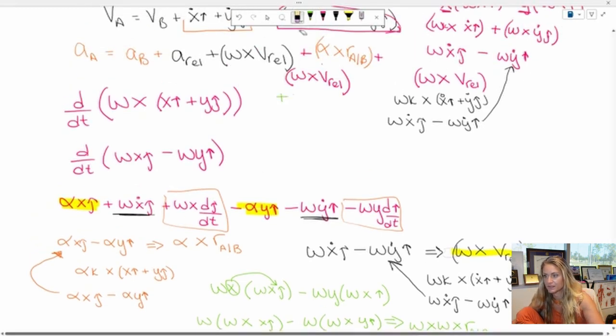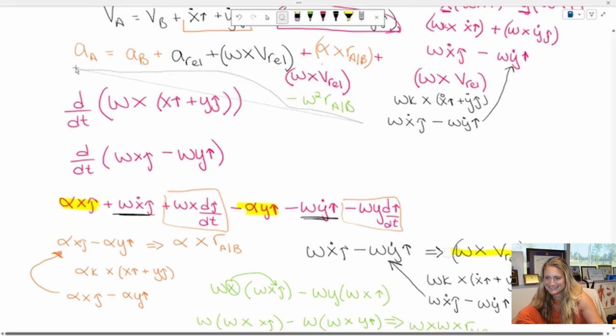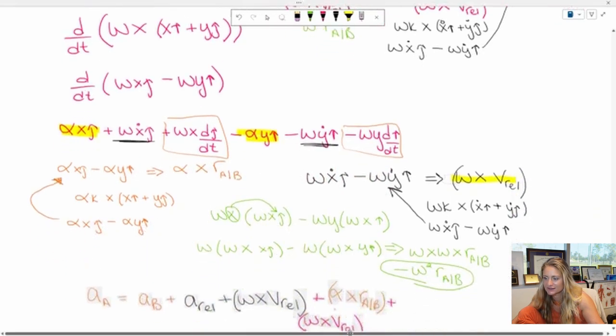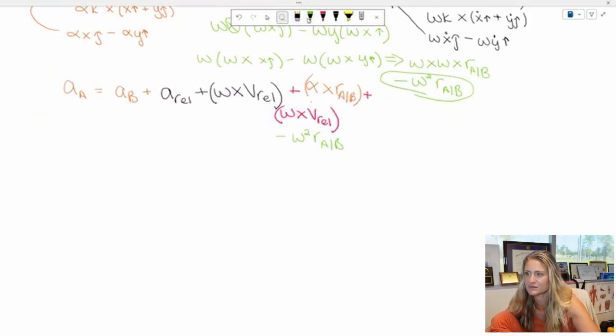This is going to be a negative. Minus omega squared RA with respect to B. I'm going to lasso this and see if I can bring it down. Okay, and then I want to bring that down here. And now what I want to do is clean it up.